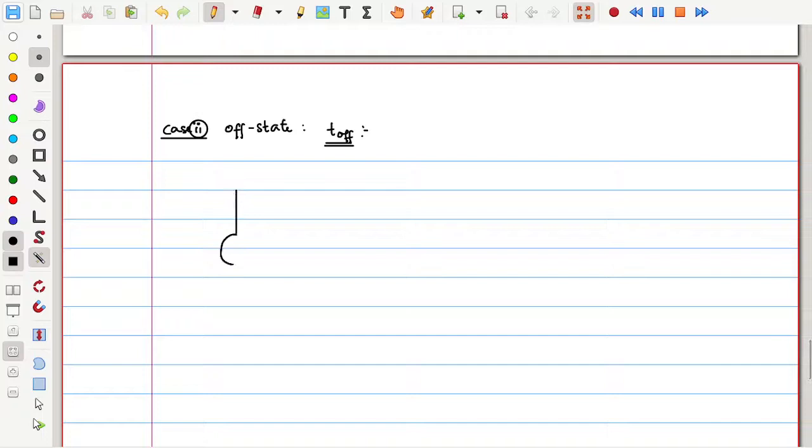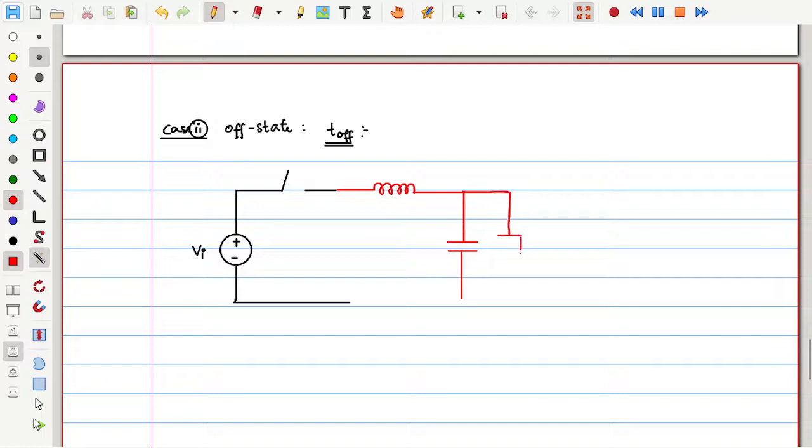Once it is open, the voltage source is disconnected in this way. There is no connection now, see. This is VI. Now the remaining things will be there: the inductor will be there, and apart from that, the load and capacitor combination is there. Interestingly, once this switch is in open state, whatever voltage was there across the load remains as V0.